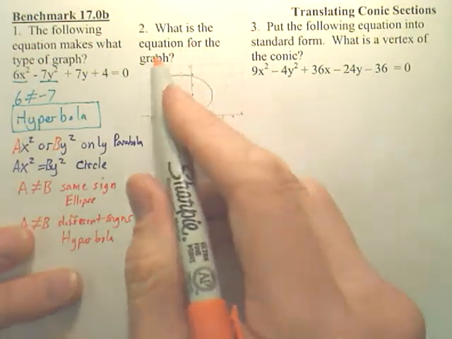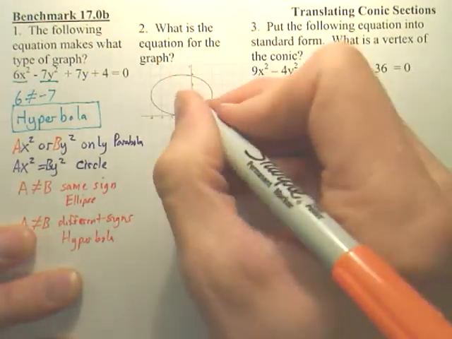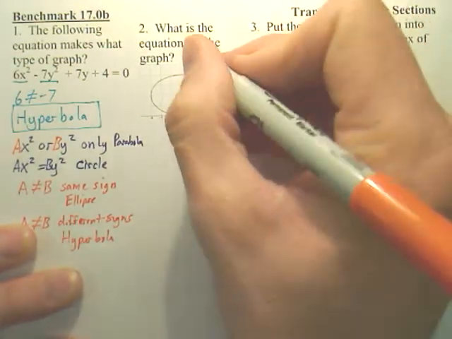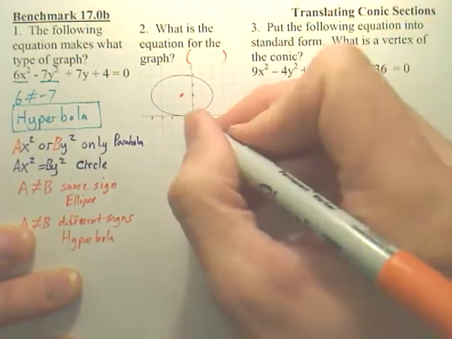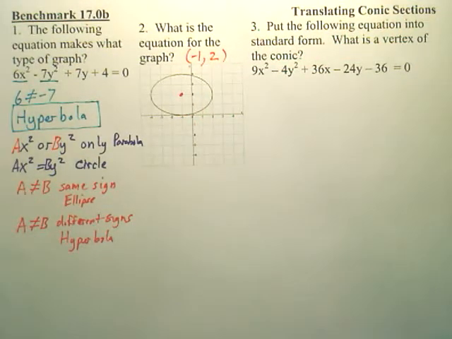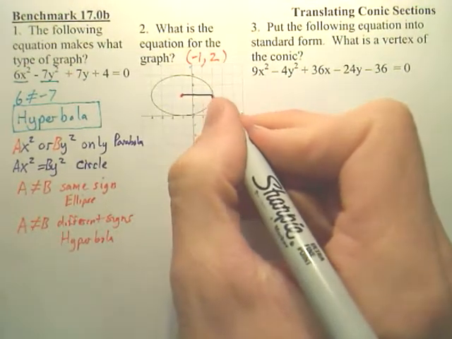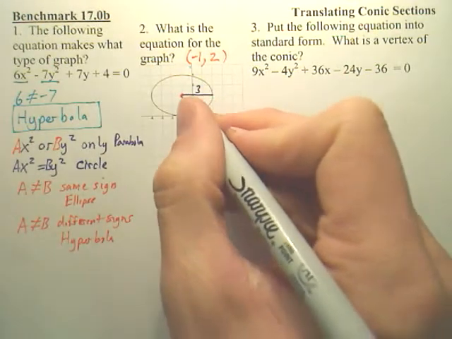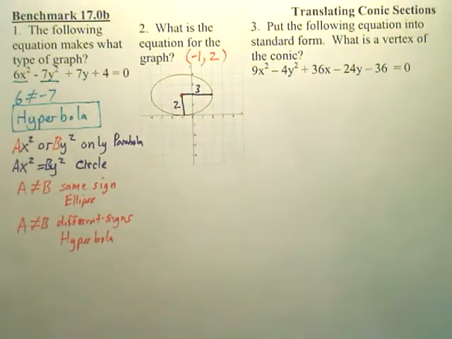Now, number 2, what is the equation for the graph? Well, to find the equation for this graph, first of all, we know it's an ellipse. We first have to find the center, and the center looks like it's (-1, 2). From there, you have to find the length out on both sides. Here it looks like we're going 3 out, and here it looks like we're going down 2. Those two values are very important.